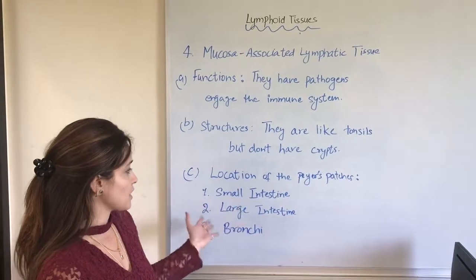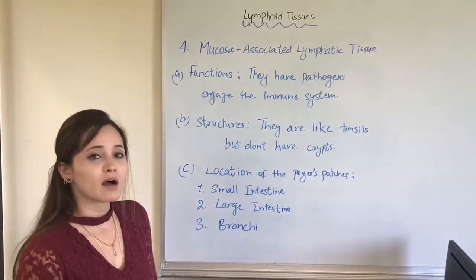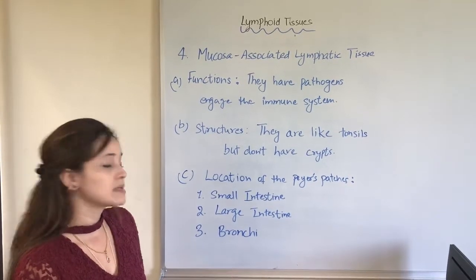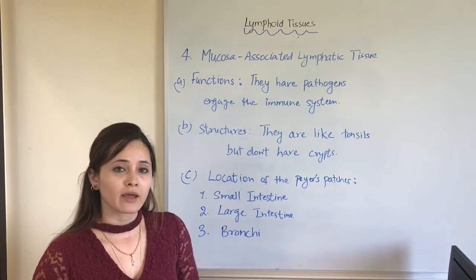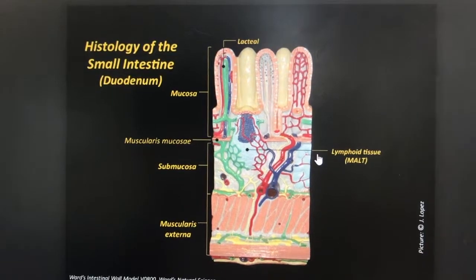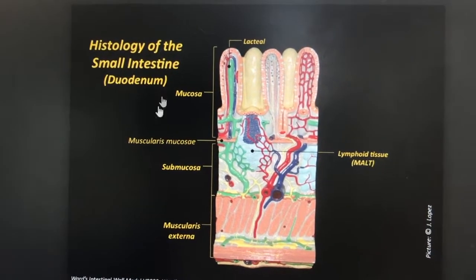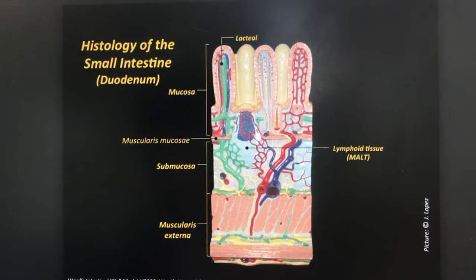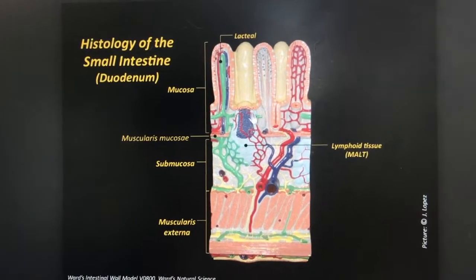And as we already went over, the locations of the Peyer's patches are, they're found in the small intestine, large intestine, and in bronchi. This is a photo of a model containing the small intestine. And this is an example of a Peyer's patch in the small intestine.